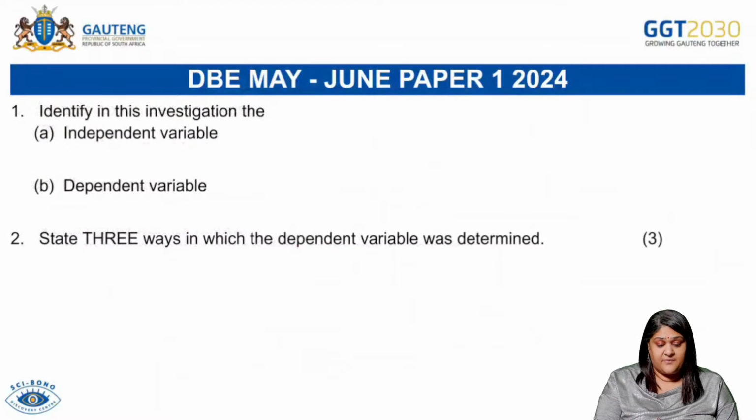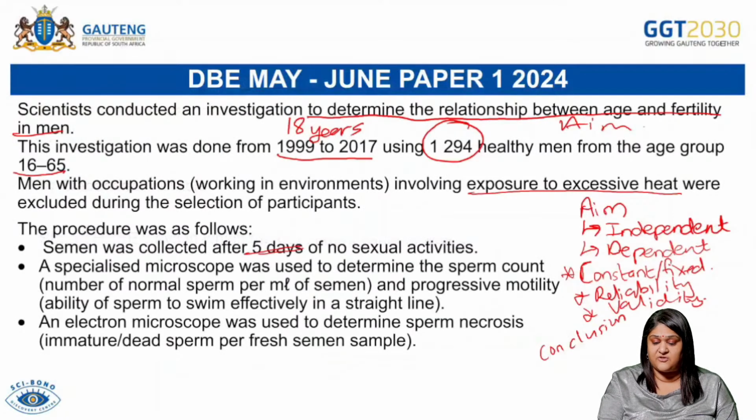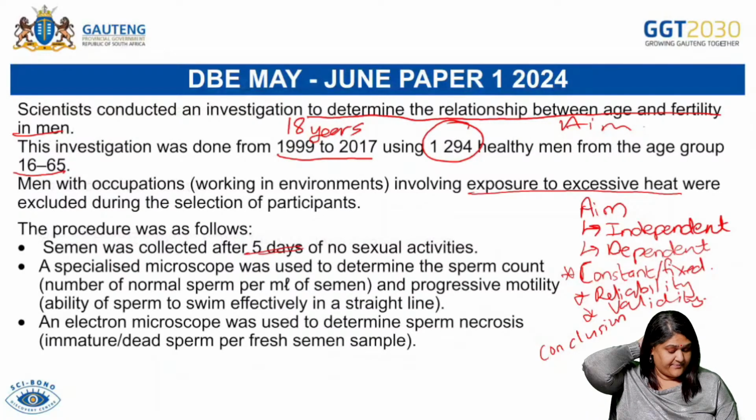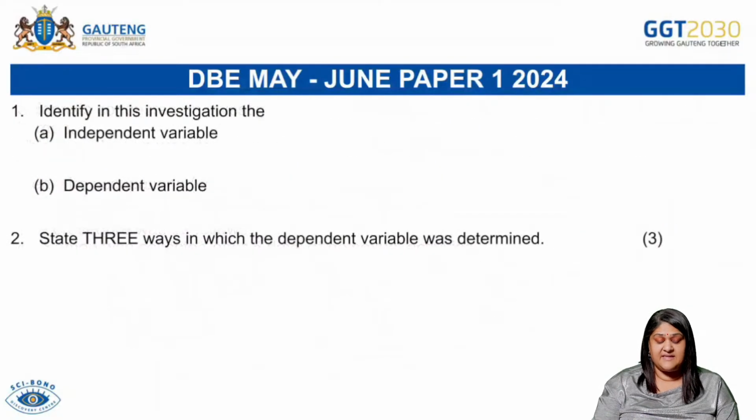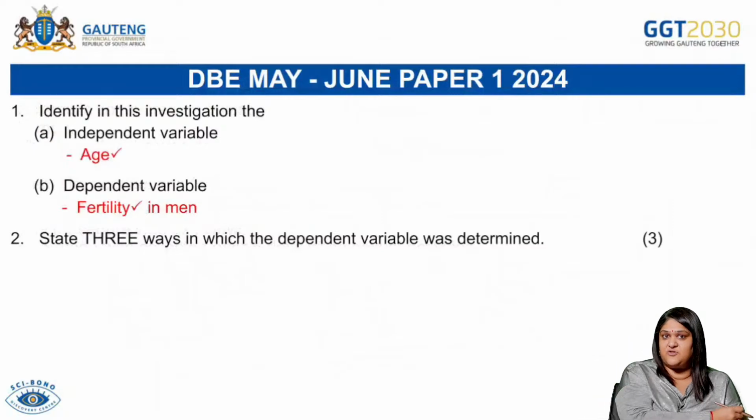So let's check. What are the questions? Identify in this investigation the independent and dependent variable. Now let's quickly go back to the aim. So they're telling us determine the relationship between the age and the fertility in men. Okay, so which one is the independent and which one is the dependent? Right, the independent is the age. Yes, it is the age because the age is a given. The scientist is the one who decided what age group they're going to use. Okay, so the age is the independent variable, and the dependent variable is the fertility because the fertility is dependent on the age of the men.